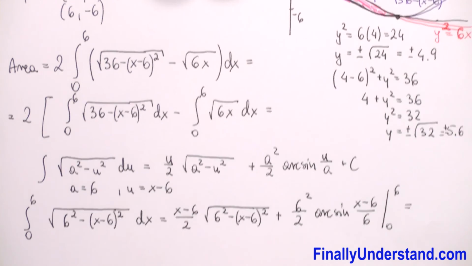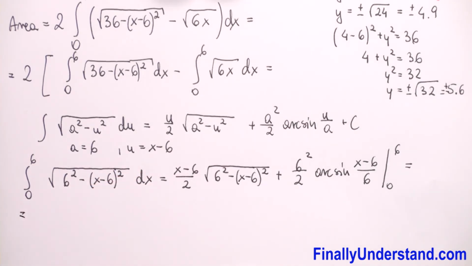When we substitute in the first expression x by 6, we will have 0. 0 times this expression gives me 0, so we don't have to write this. And next we have 6 to second power over 2 arc sine of, 6 minus 6 is 0. 0 over 6 will be 0, and arc sine of 0 is 0. So for the upper limit, the first and second expressions will be 0. We don't have to write this. So now we have to plug in the lower limit, 0.